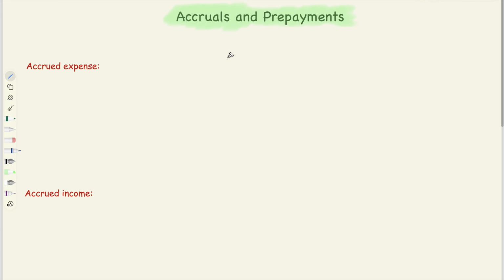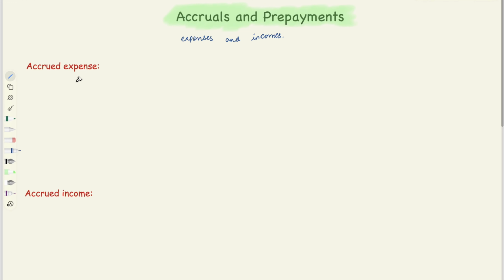So today we're going to learn about a new topic, which is accruals and prepayments. Here we have four different types of adjustments that we need to learn. For accruals and prepayments, there would be expenses and income, both in terms of accruals and prepayments. We will have accrued expenses, accrued income, prepaid income and prepaid expenses. So what is it and how do we account for it in our accounting books? Let's learn about it.